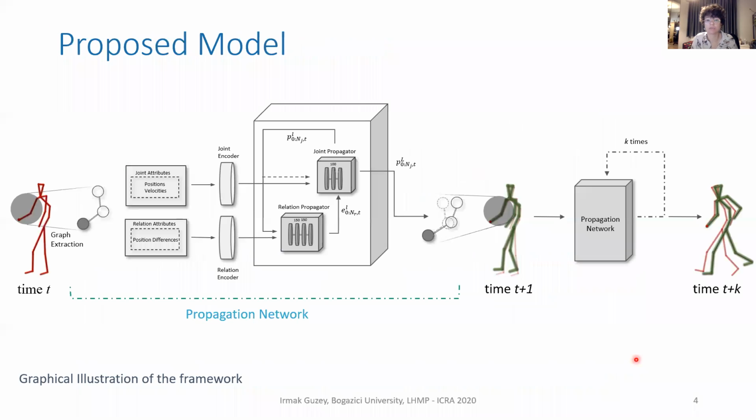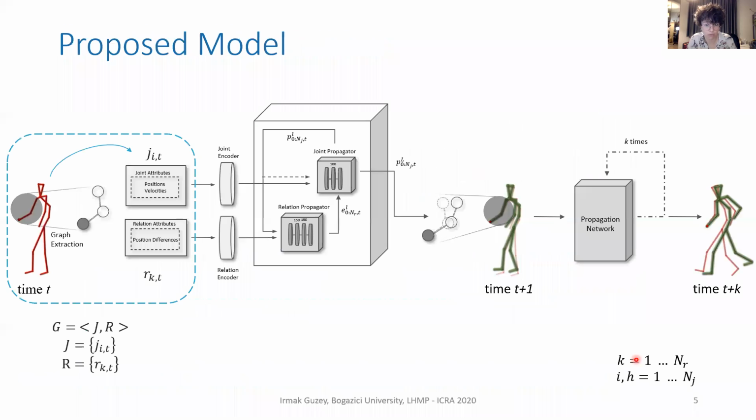This is a graphical illustration of our framework. As you can see, the propagation network is used as the core mechanism. In the environment, we represent the human body with a graph structure, where nodes represent the joints and the edges represent the relations between them. So here we first extract joint and relation attributes from the dataset. Joint attributes consist of positions and velocities of the joints, and relation attributes consist of the vectorial distance between them. Here, the node with the gray filling represents the joint whose position the system knows through the whole trajectory. And the other nodes represent the joints to be predicted.